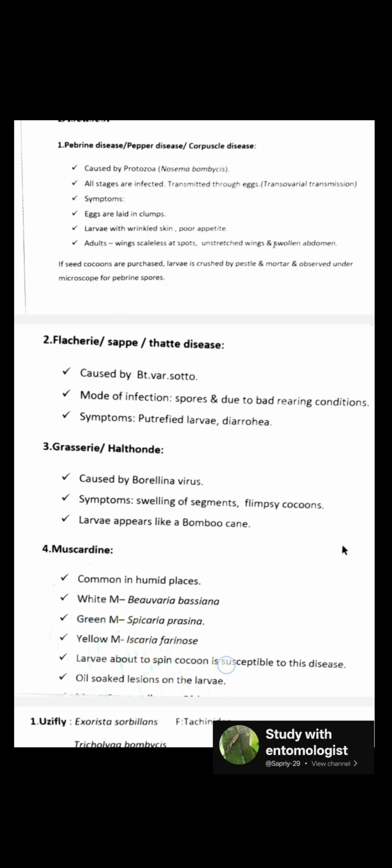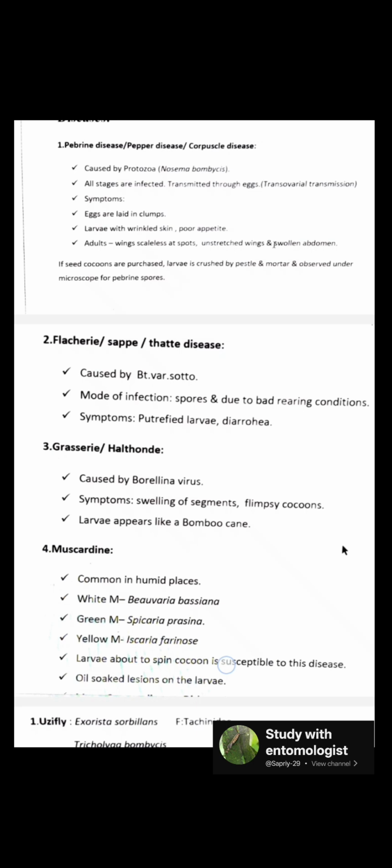All stages of the silkworm get infected through this protozoa: egg, larva, pupa, and adult. It is also transmitted through eggs. That's why it is known as transovarial transmission also. Symptoms: eggs will be laid in clumps, larvae have wrinkled skin and poor appetite, and adults have scaleless wing spots, unstretched wings, and a swollen abdomen. In all of the cases, the larva and adult become weak.